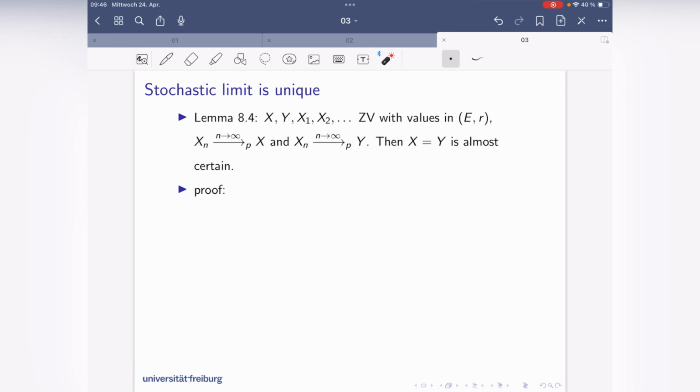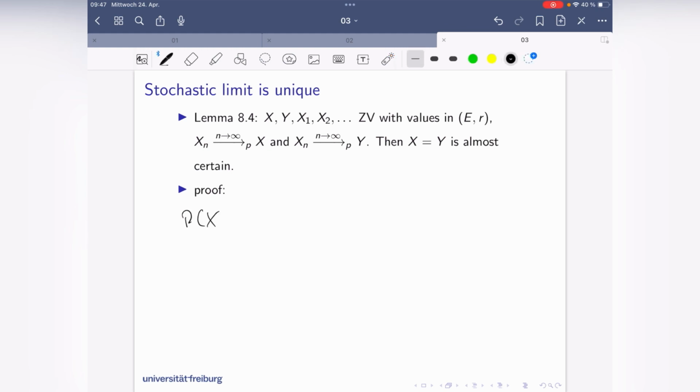So, last thing for today. The almost sure limit is unique, at least almost surely. Is the limit in probability also unique? So I have xn goes in probability to x and also to y. Is then x equal to y almost surely? And the answer is yes. And the proof is as follows.